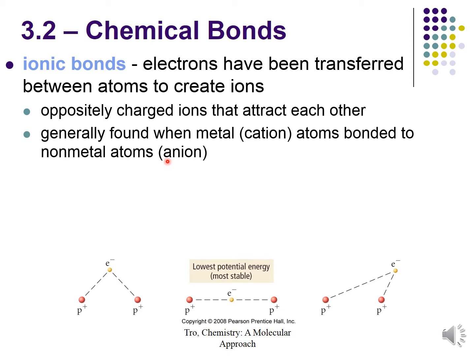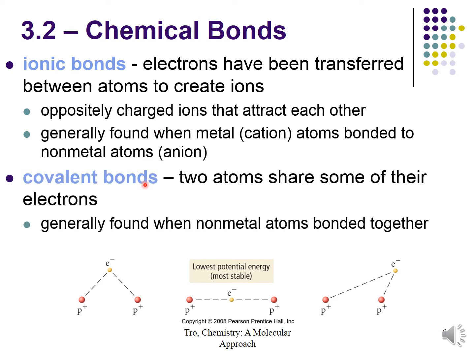So the electron's been transferred from the metal to the nonmetal, creating 2 charged ions, a cation and an anion, and the attraction between those positive and negative charges gives us our ionic bond.